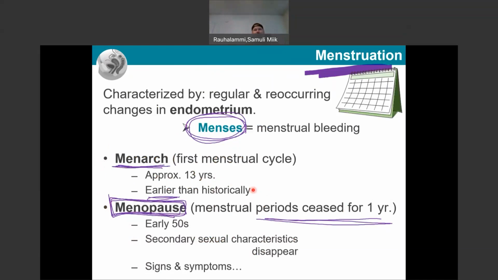And one of the explanations why this might be the case is that the human species is better off in terms of having rich nutrition and enough nutrition than ever before. So that might explain that. During menopause, of course, we have secondary sexual characteristics that tend to disappear because of the changes in the sex hormone levels. This is though really well managed these days with hormone replacement therapy.